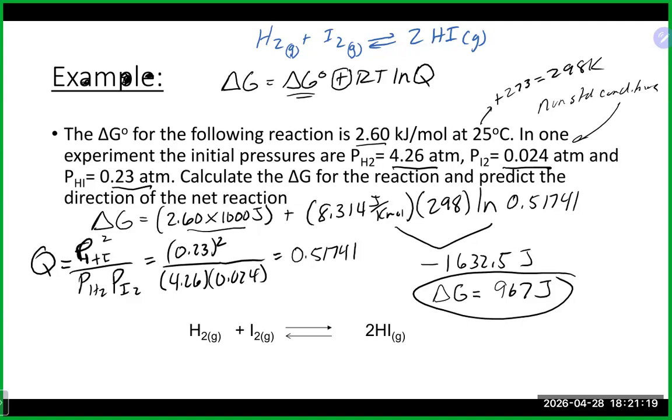Now, because our delta G is positive, that would mean that we would expect this reaction to hang out towards the reactant side, right? As it is going to be non-spontaneous and reactants are going to be favored versus products because it's not going to head to the right there. Any questions on delta G here?